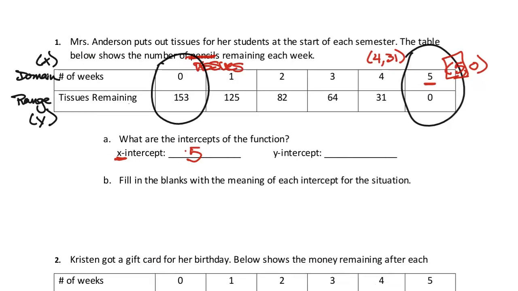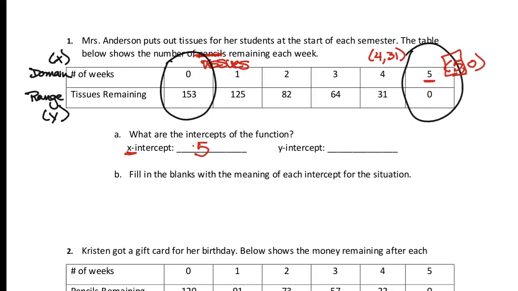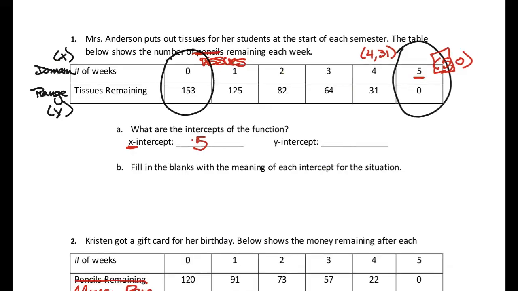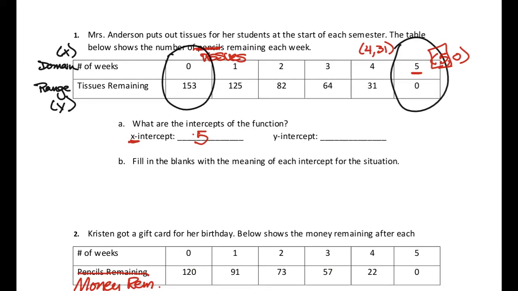So as we were leaving, we were talking about how can we tell if they are intercepts? Well, you need to look where the zeros are, okay? So we had 0, 153, and we had 5, 0. Both of those are intercepts, and we figured out that the x-intercept is where the x-coordinate is 5, and the y-coordinate is 0.